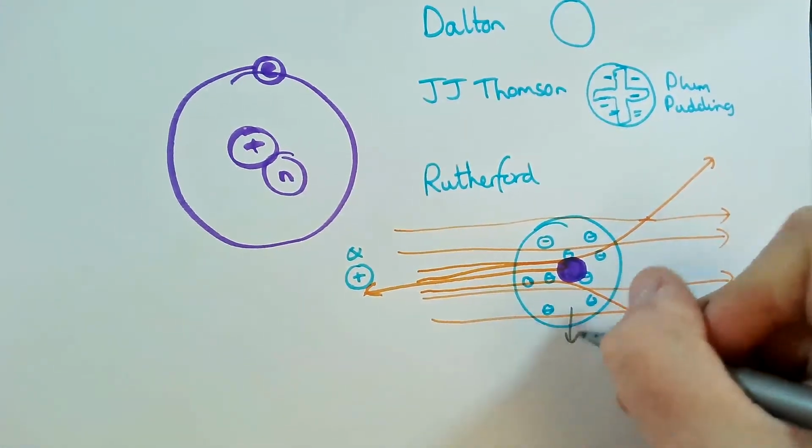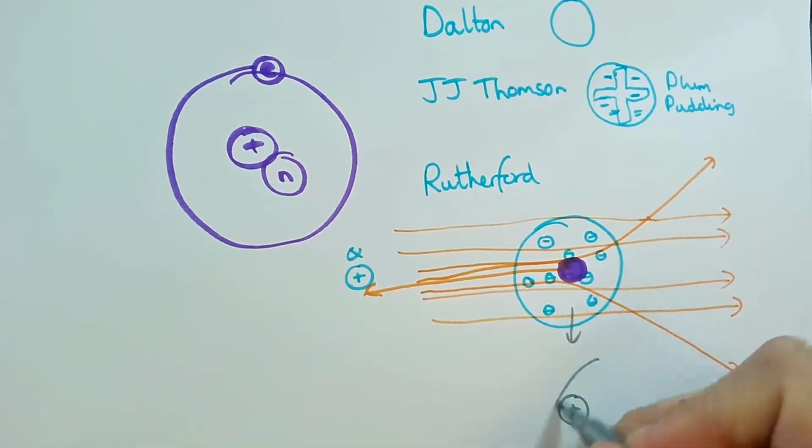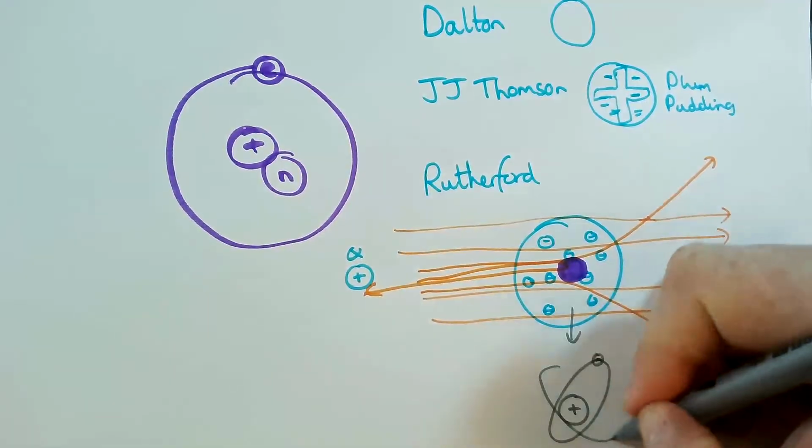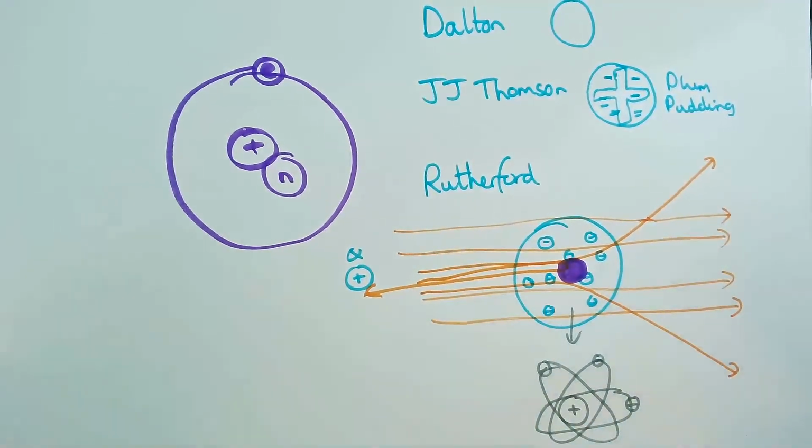So he says, right, that plum pudding's nonsense. We're going to have a positive nucleus, and the electrons are just going to kind of orbit it, right? If I ask someone on the street to draw an atom, they will draw the Rutherford model.